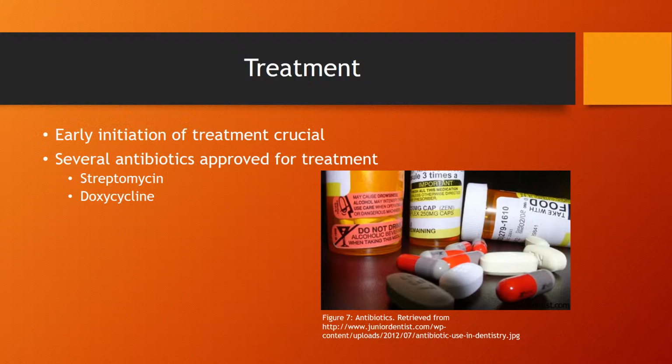Luckily, there are several different types of antibiotics that are approved for treatment of plague infection, all types. I have a few listed here: streptomycin and doxycycline. There are also some fluorinated quinolones that are approved for treatment of this particular disease.